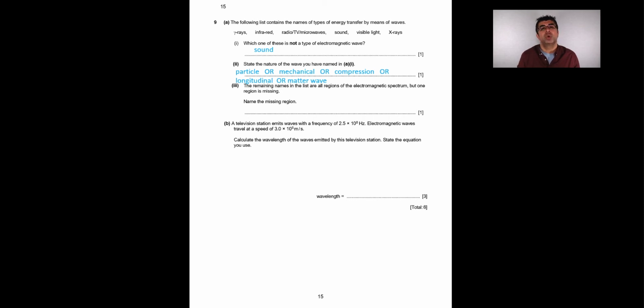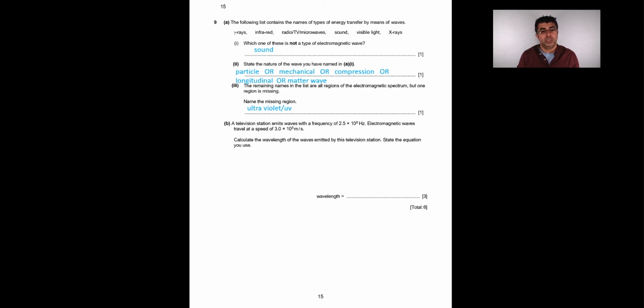Now this is purely memory. Which region is missing? You're going to have to revise. It's ultraviolet or UV. Part B. A television station emits waves with a frequency of 2.5 times 10 to the 8 Hz. Electromagnetic waves travel at a speed of 3 times 10 to the 8. Calculate the wavelength of the wave emitted by the television station.